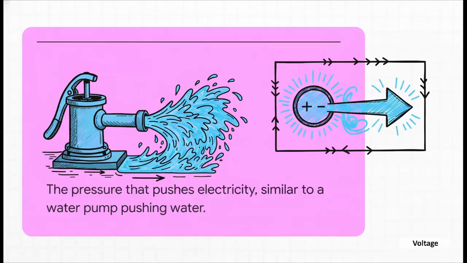And here's the star of our show today, voltage, or V. Now, if current is the water itself, then voltage is the push that gets the water moving. It is the pressure. So imagine there's a big water pump in our system. The harder that pump works, the more pressure it creates, and the more force it uses to shove that water through the pipes. That pressure, that is voltage.